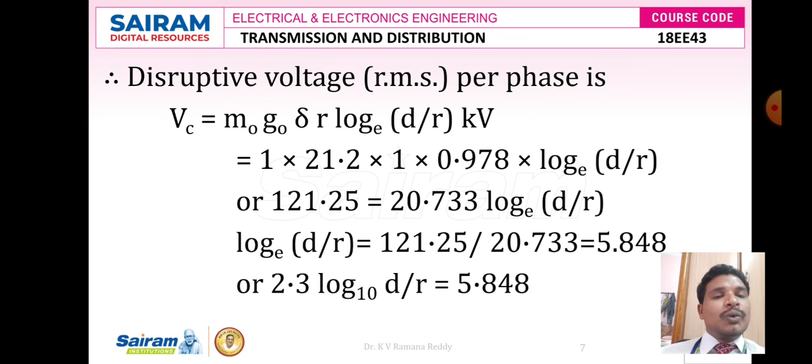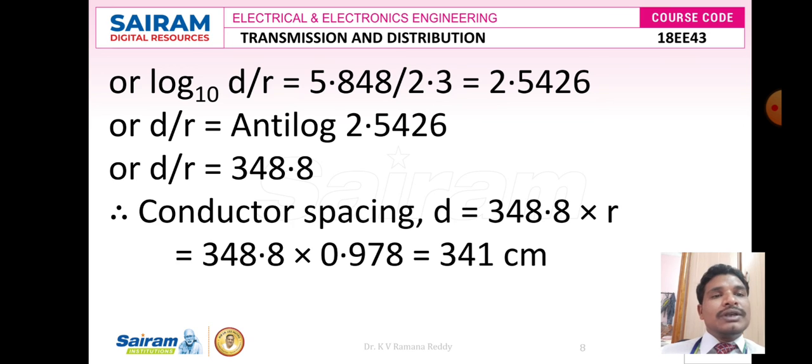We can write this as 2.3 log of base 10 of D by R is equal to 5.848. After simplification, log of base 10 of D by R is equal to 5.848 divided by 2.3, which is 2.5426. Then, sending the log to the right-hand side, it becomes the anti-log. The anti-log of 2.5426 gives D by R as 348.8.